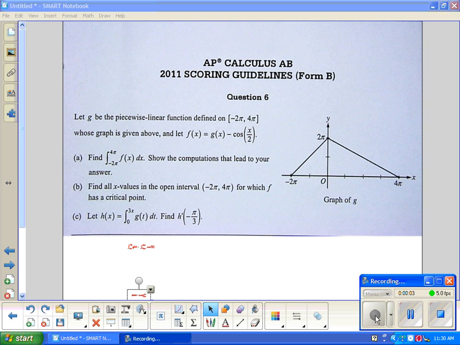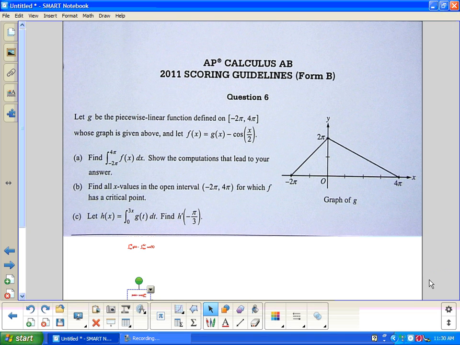2011 scoring guideline, Form B, problem number 6. This is a no calculator problem. It shows a piecewise function with a graph of g that's defined from negative 2 pi to 4 pi, whose graph is given by the function f of x equals g of x minus cosine x over 2. And then it says find the integral from negative 2 pi to 4 pi of f of x dx. And it says show your work, show your computations that lead to your answer.